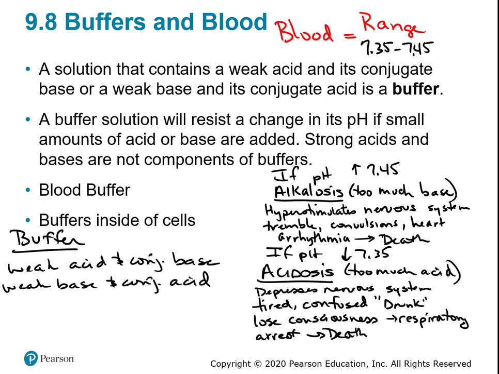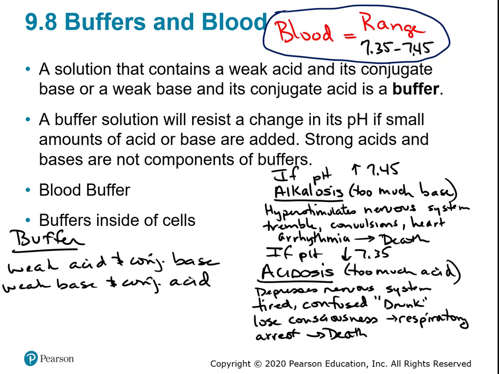So the very last part of this chapter is about buffers. So we have this range of the pH in the blood. I told you it's 7.35 to 7.45. That range is really very strictly controlled.